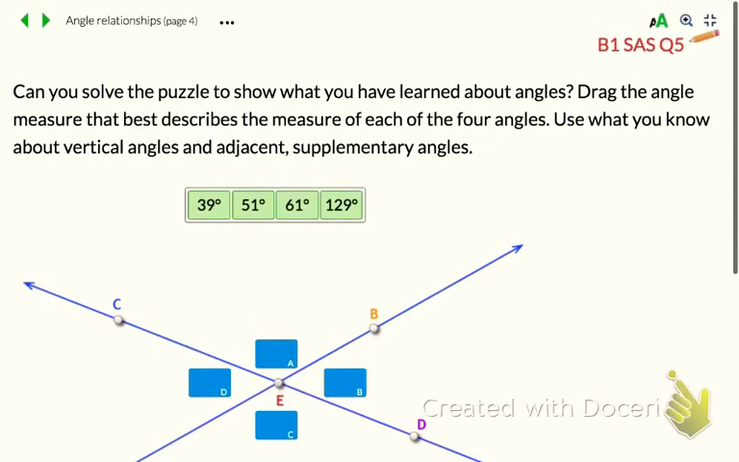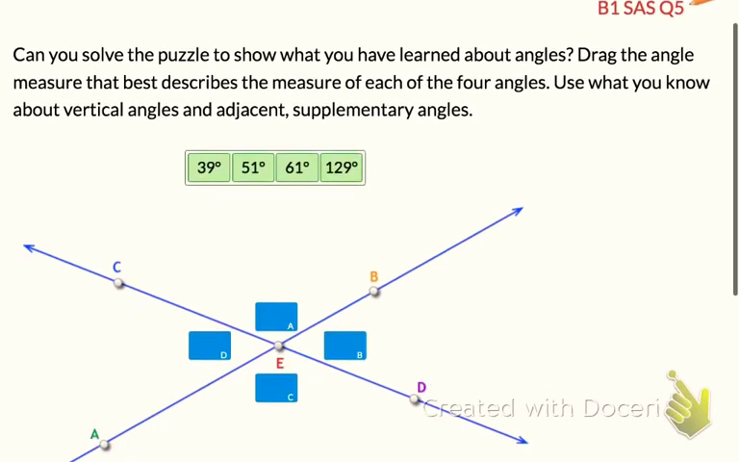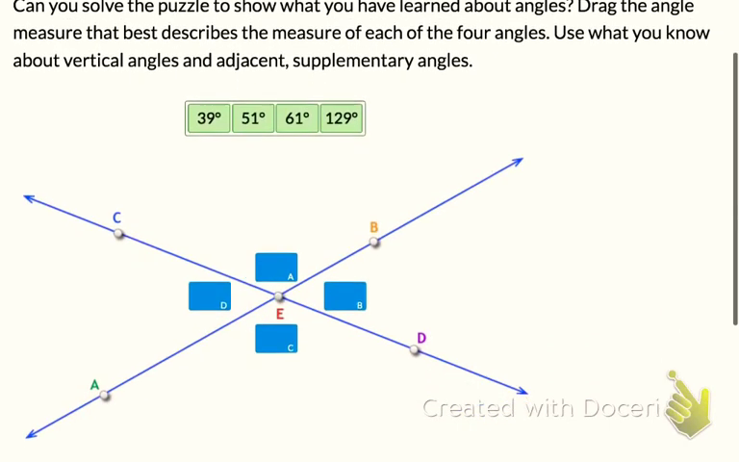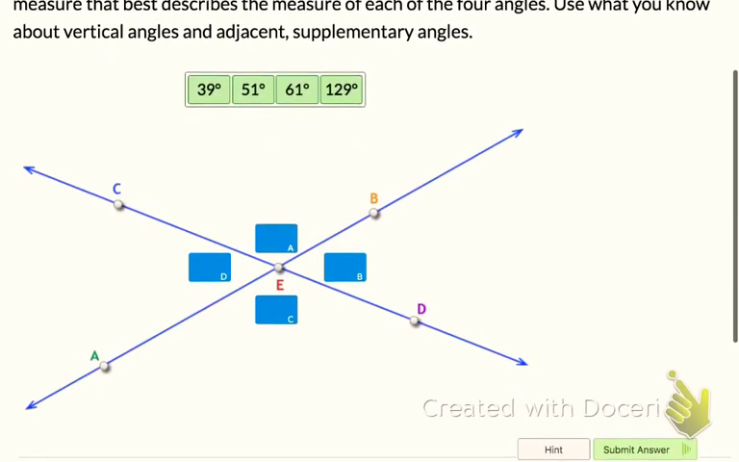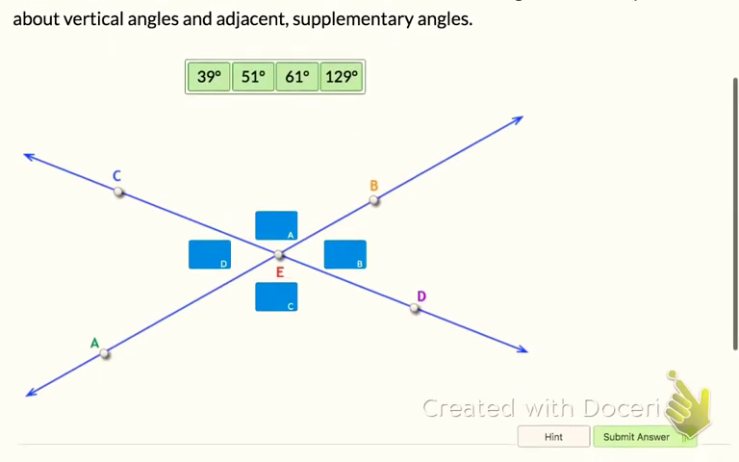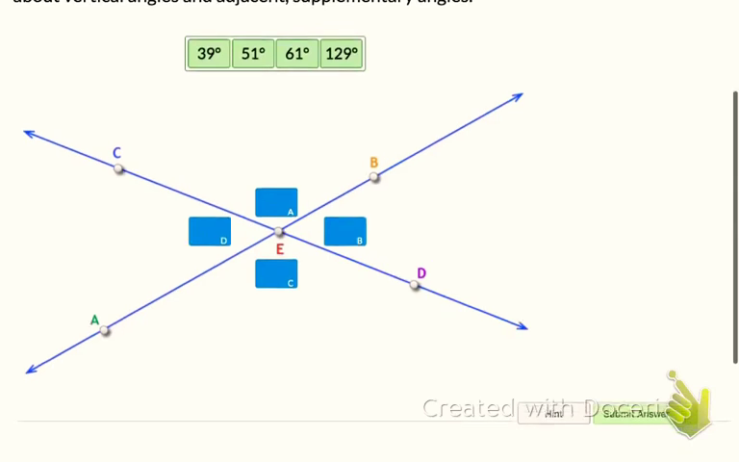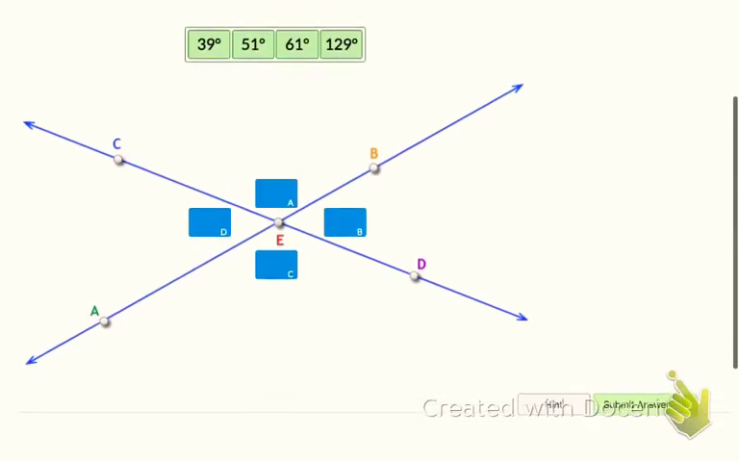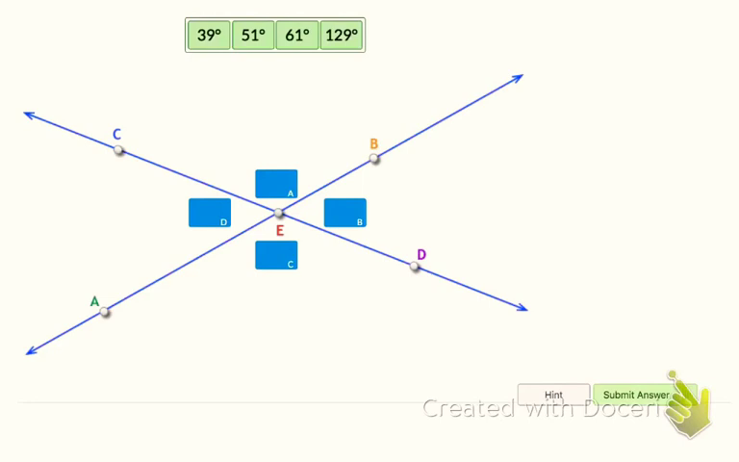Alright, this next part, page 4, says, can you solve the puzzle to show what you've learned about angles? Drag the angle measure that best describes the measure of each of the 4 angles. Use what you know about vertical angles and adjacent and supplementary. So they're telling us to remember all of those. So let's go ahead and first take a look at, well, we knew when we had vertical angles, we knew that they were equal to each other, and that if we had two that created a straight line, those are called supplementary, and they equaled 180.